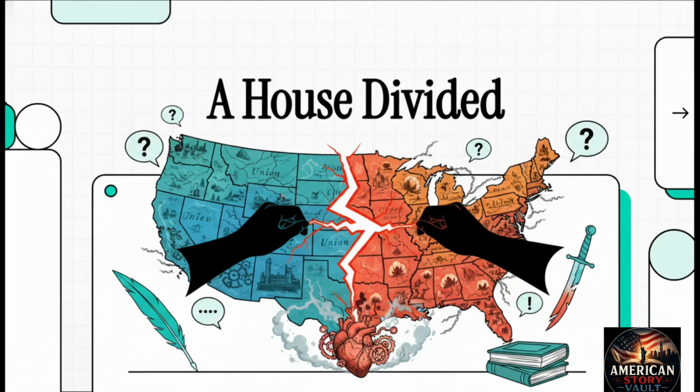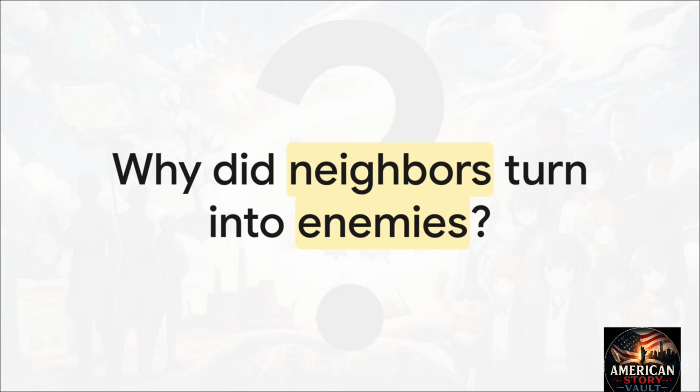Have you ever looked at a map and wondered exactly how those lines were drawn? Or how a place built on this really profound idea of freedom ended up in a conflict so brutal it nearly destroyed itself? Well, today we are stripping away the textbook dust and looking at the raw, beating heart of this era. So, why did neighbors turn into enemies?